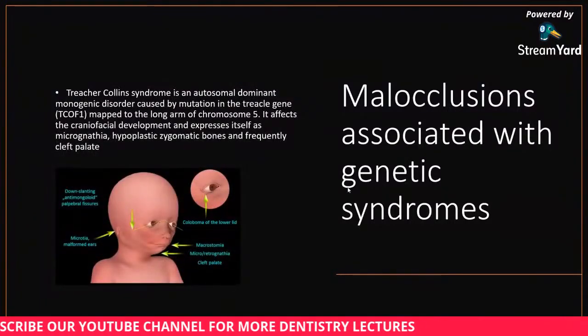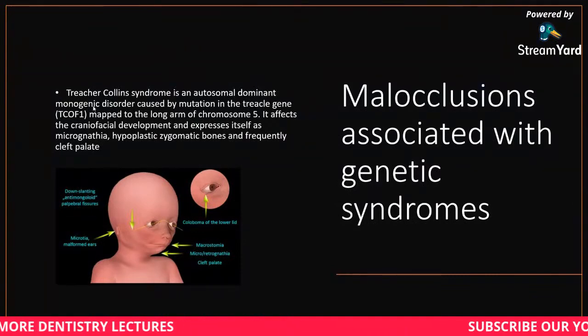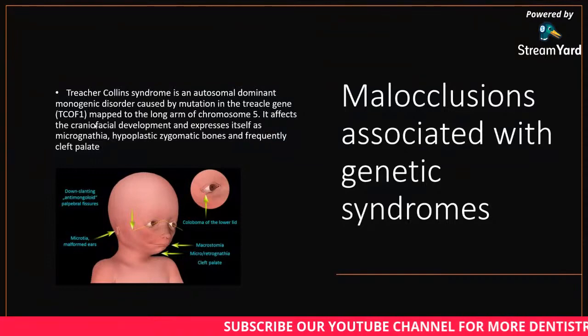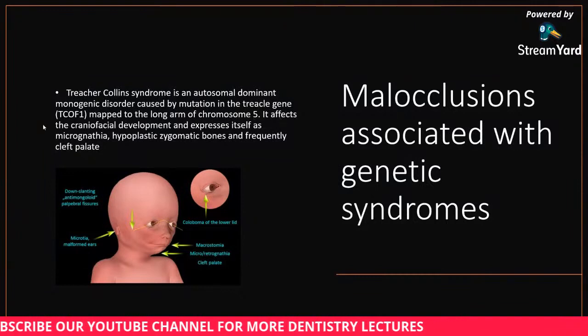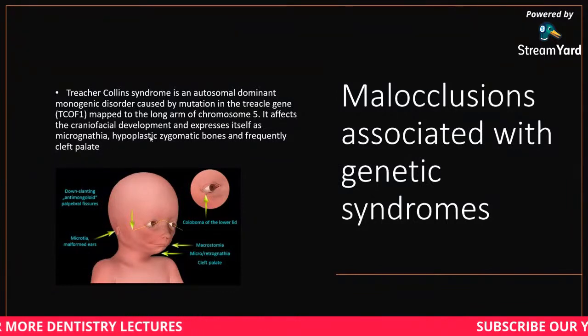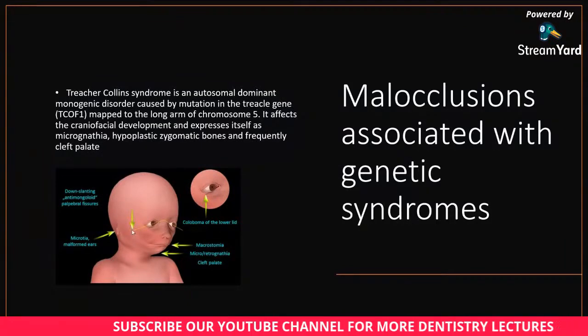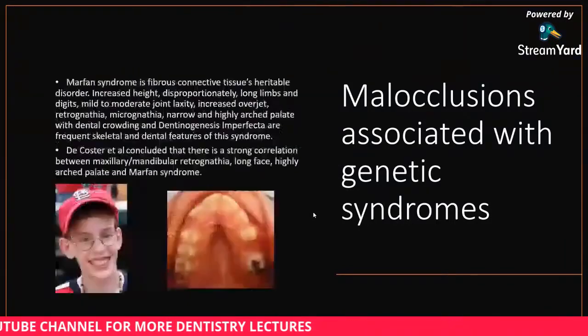Then comes Treacher Collins syndrome. Treacher Collins syndrome is an autosomal dominant monogenic disorder caused by mutation in the gene TCOF1, mapped to the long arm of chromosome 5. It affects the craniofacial development and expresses itself as micrognathia, hypoplastic zygomatic bones, and frequently cleft palate. Even the ears could be malformed as well in these children.